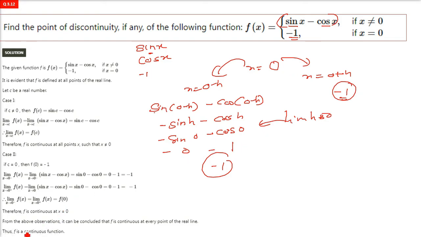One step is still remaining. We'll check the value of the function at x equals 0. And it is already given as -1 in the question. So you don't have to do all this, which I am doing right now. It's already given at x equal to 0, the value is -1. So -1, -1, -1, all these are the same. So it is continuous everywhere.